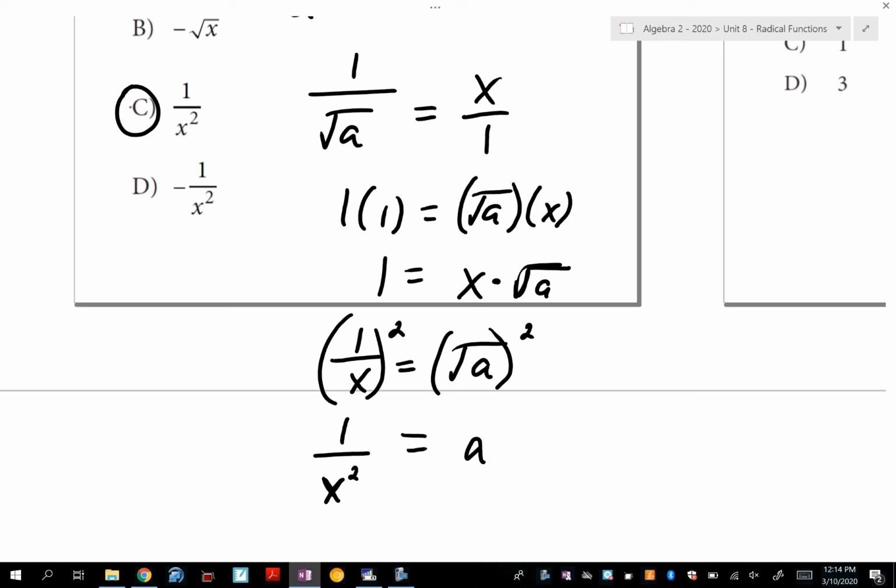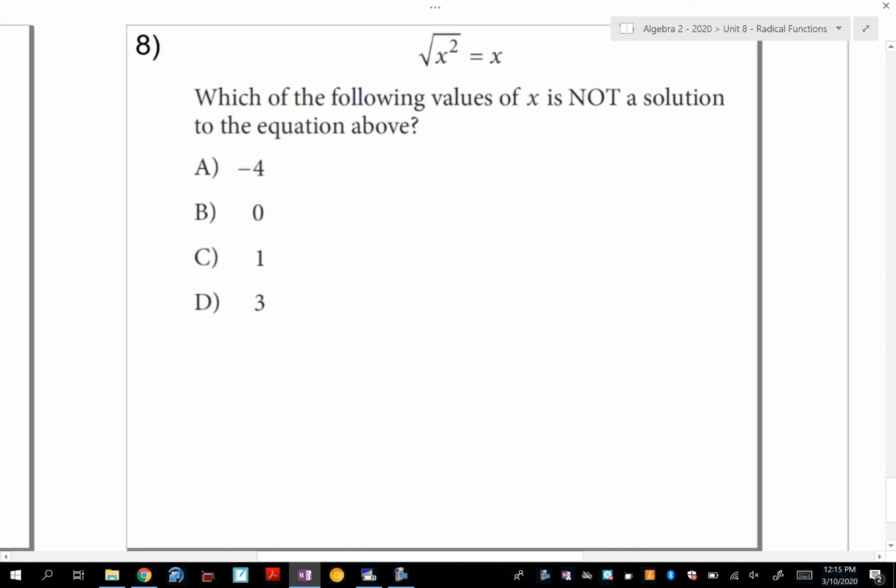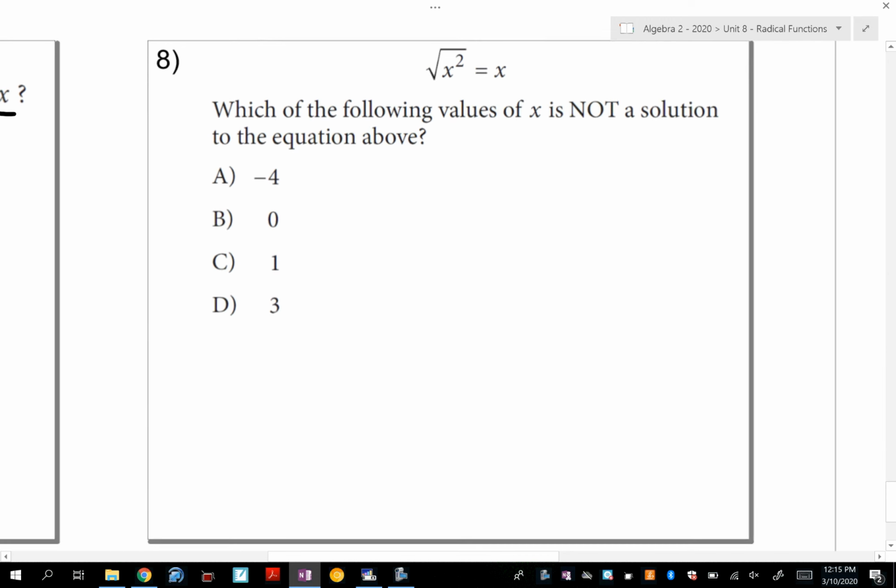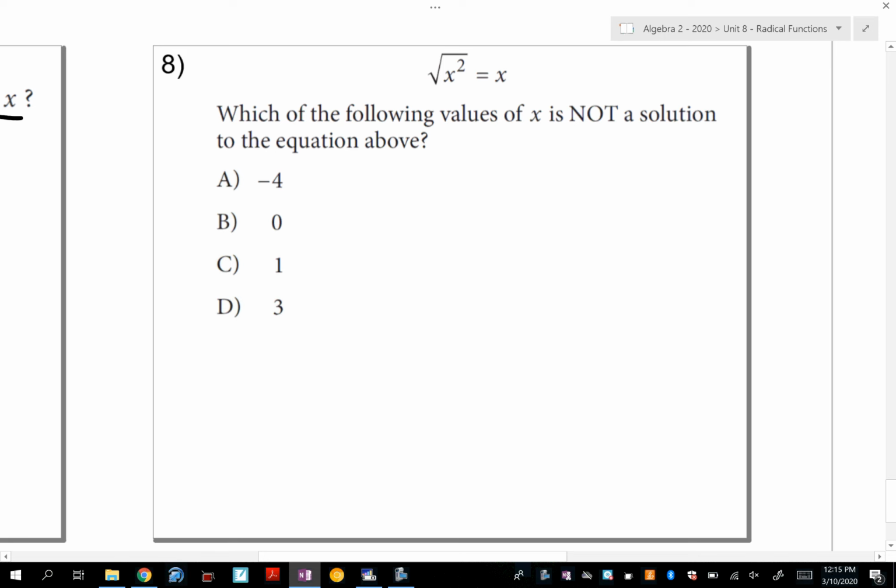But I want to show you variations of this radical with rational exponents. Let's go to number 8. I believe it's the last one. Which of the following values of x will not make this true? So it's not a solution. Is the radical by itself? Yes, it is. There's nothing in front of it, nothing behind it. So let's square both sides. So you have x squared equals x squared. What does that make? It makes a true statement. That means every number will work.